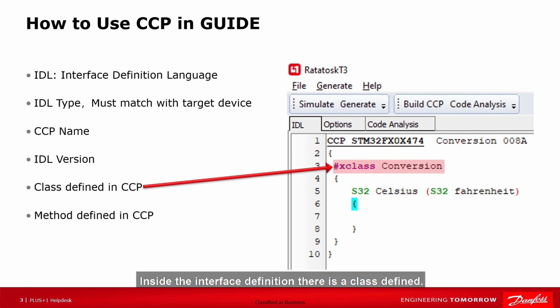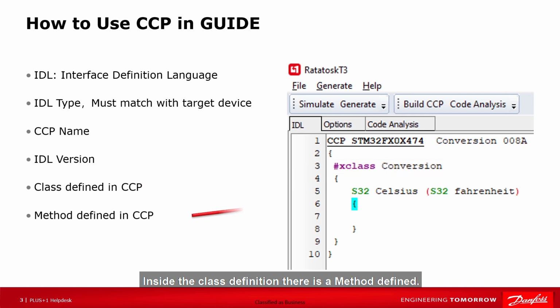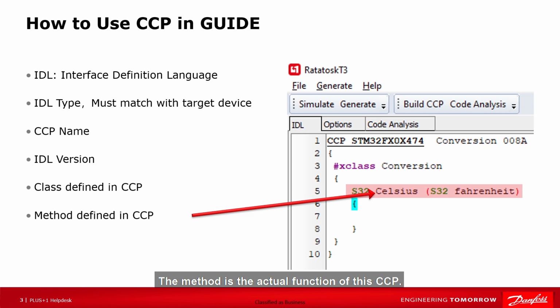Inside the interface definition there is a class defined. It always starts with the keyword #class followed by the name of the class. In this case, the name will be conversion. Inside the class definition, there is a method defined. The method is the actual function of this CCP. It has a return data type S32 and a method named Celsius. After that, in brackets comes an argument list with the argument Fahrenheit of the data type S32.